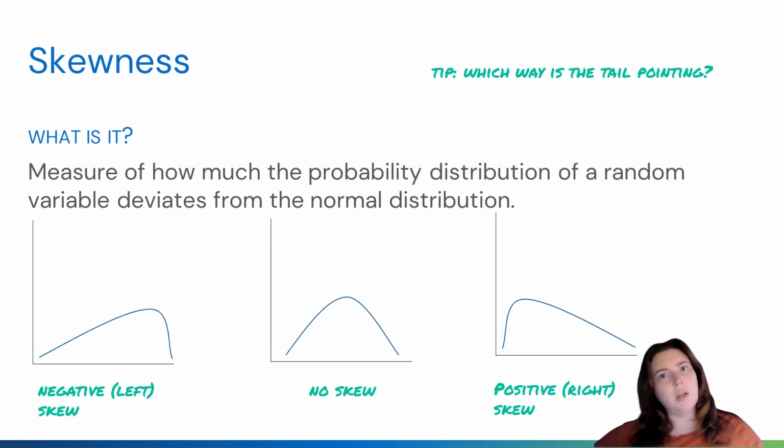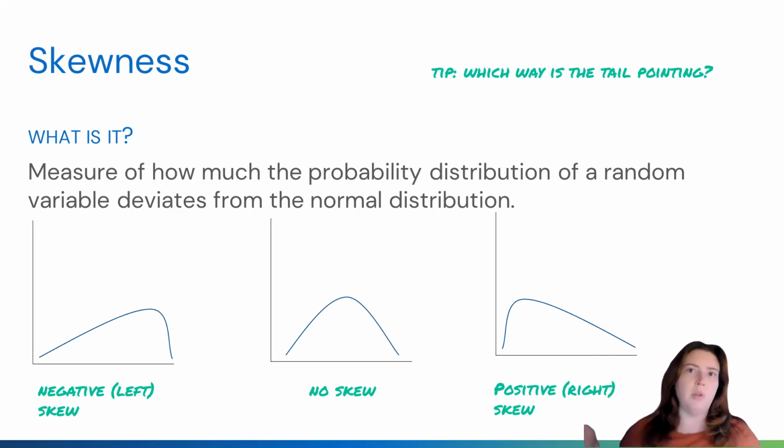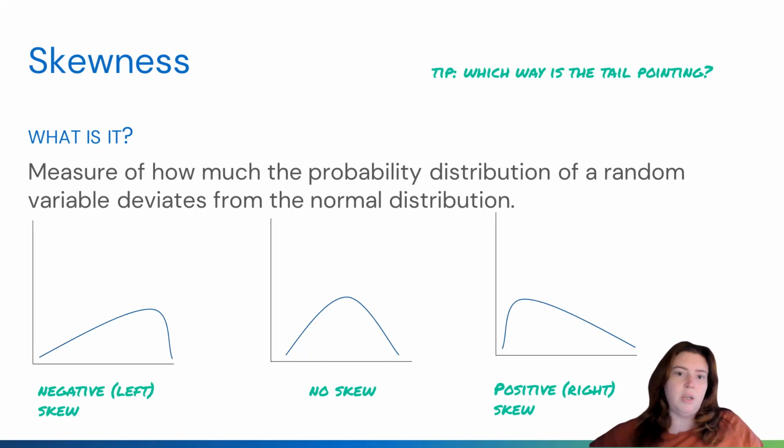What is that? Well, it's called skewness. So what is skewness? This is a measure of how much the probability distribution of a random variable deviates from the normal distribution. I think we're all familiar with the normal distribution or bell curve. You're seeing one right in the middle of your slide here, and that's a beautiful, very even, symmetrical distribution of data. There's no skew whatsoever.